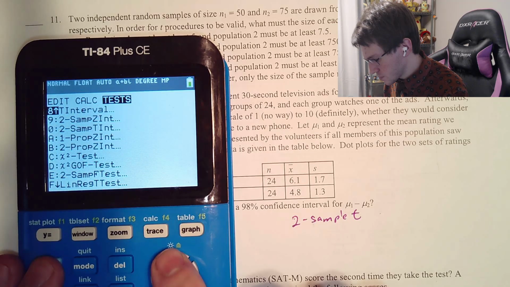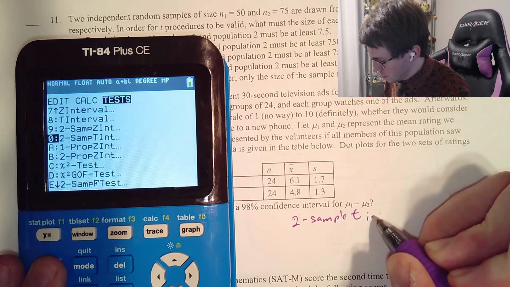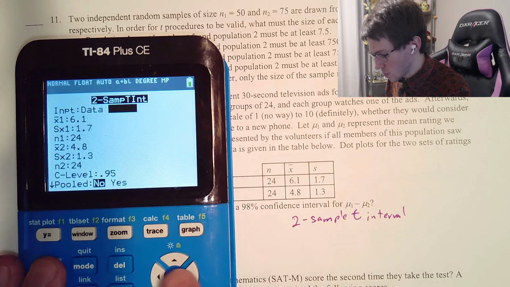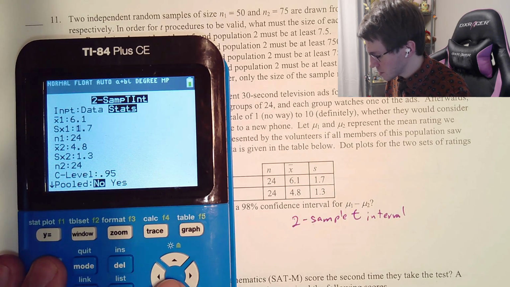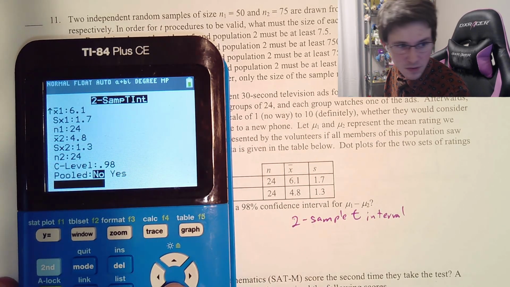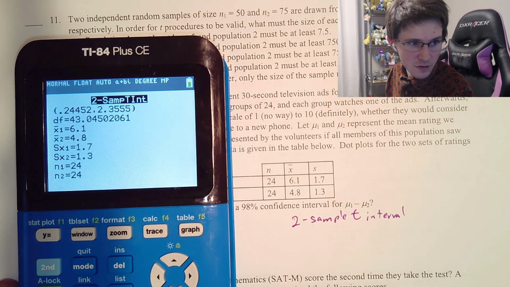What am I doing? 2-sample t interval. Oh, it saved it. How nice of them. They knew I was going to do this. 98% confidence interval. All right, there we go. Look at us. We did it, guys.